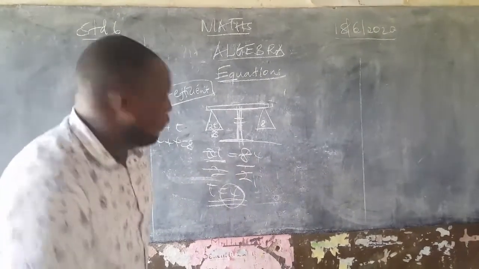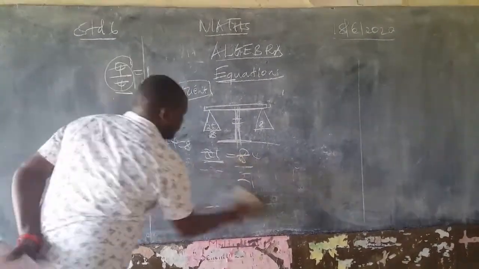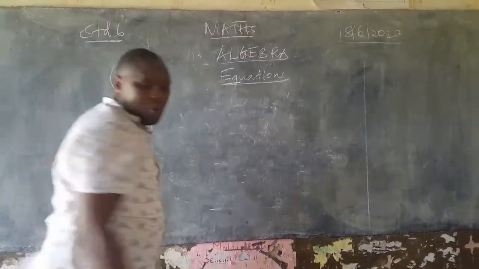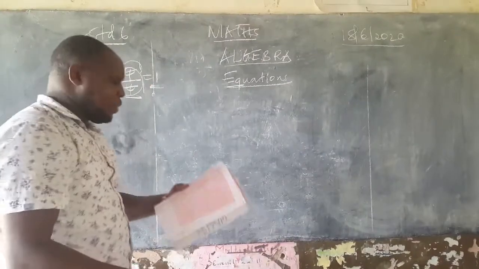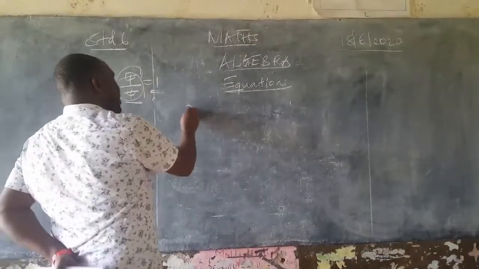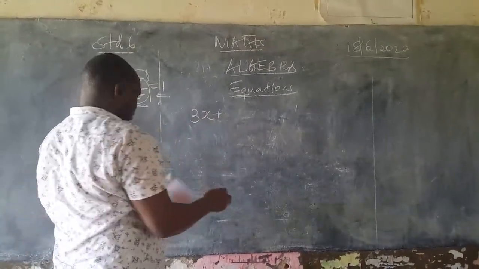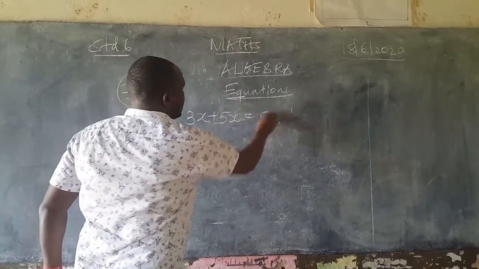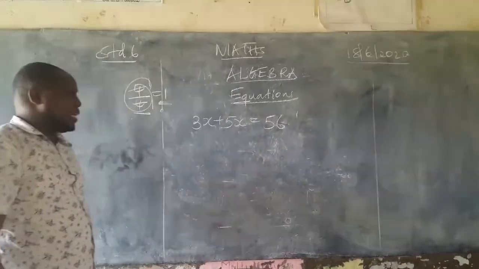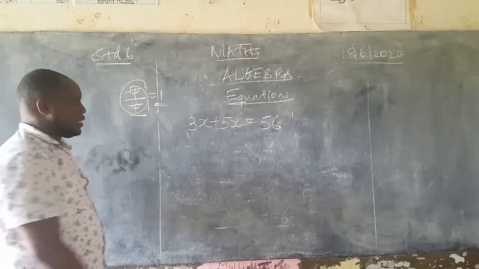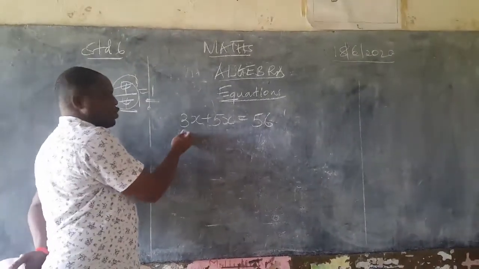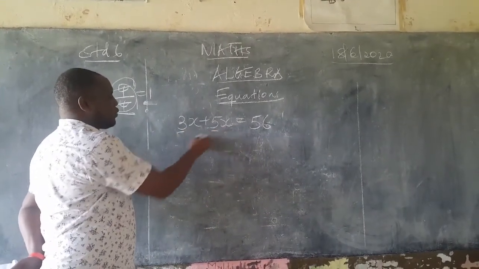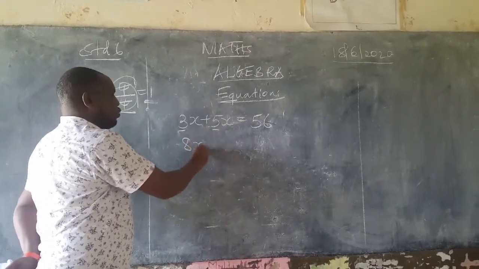So I want us to move to another example whereby we are going to pick questions here. Like we can have 3x plus 5x equals 56. 3x plus 5x equals 56. Look at this, learner. This is 3. So we pick the numbers. They're all numbers. 3 plus 5, you get 8. And then you place the x there.